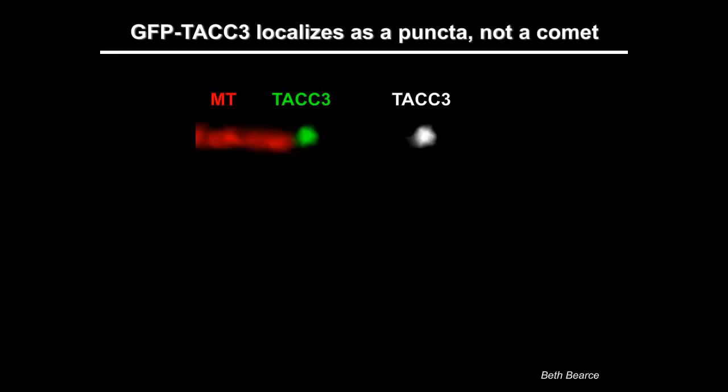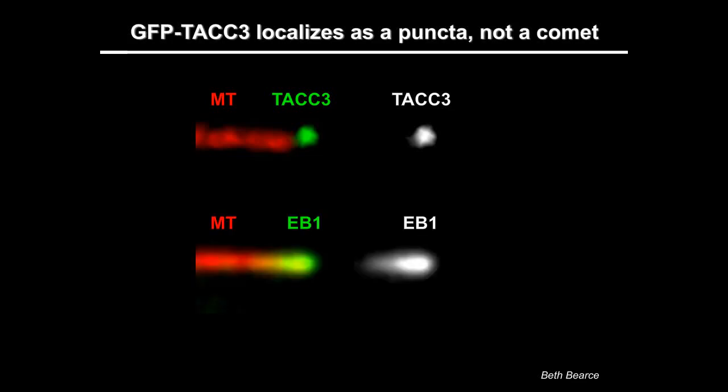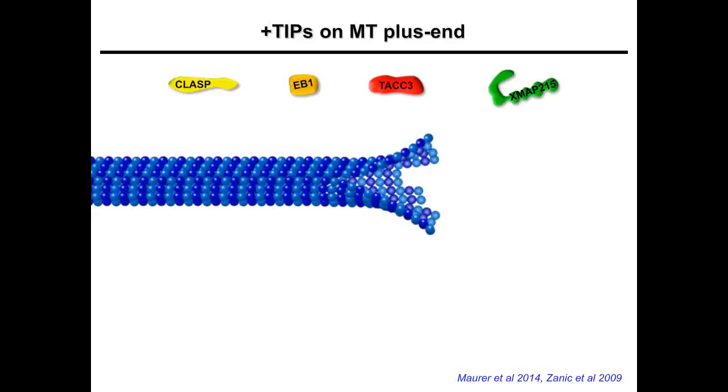Now we noticed that the TACC3 localization on the end of the microtubule really looked like a puncta. And this was in contrast to many known plus tips at the time, which had a comet with a long decay. And that led us to wonder, well, where exactly is TACC3 on the end of the microtubule? See, what I haven't mentioned yet is that the plus end is home to lots of different plus tips, and they don't all bind to the plus end by the same mechanism.